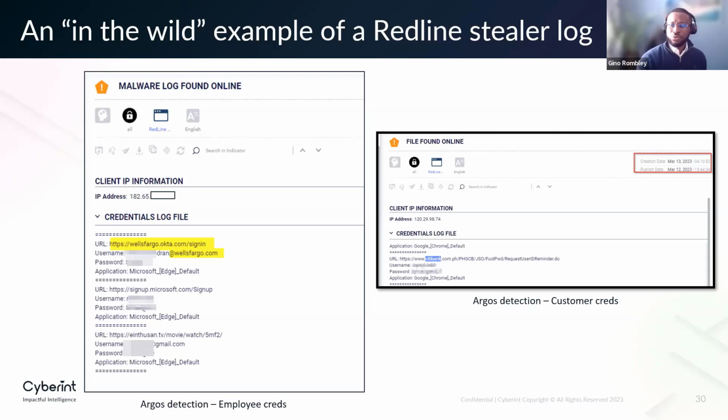And you can see here, notably, that once the machine is infected, once this information is published, it's made available really quite quickly. So we make sure that these types of Redline stealers are published as quickly as possible, so that organizations can act quickly and mitigate the risk, whatever may happen to them if these credentials end up in the wrong hands.